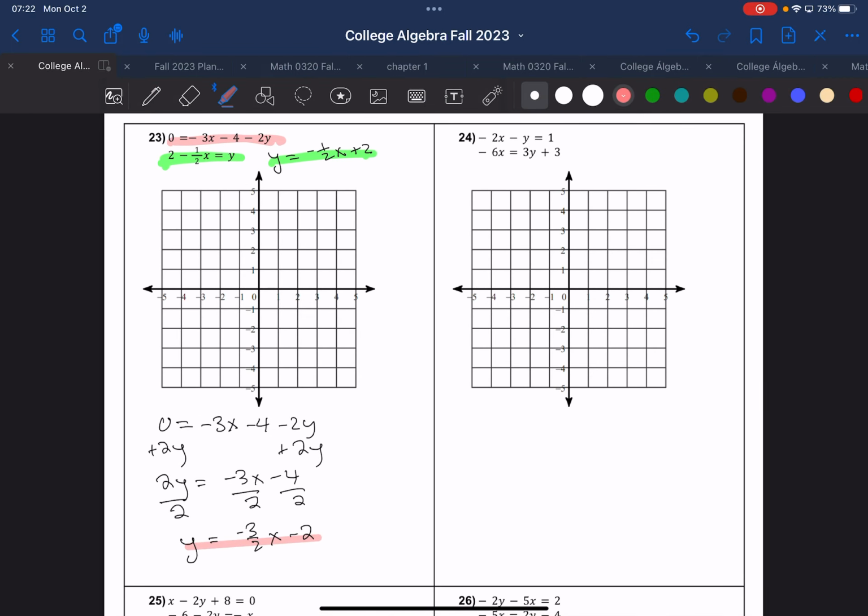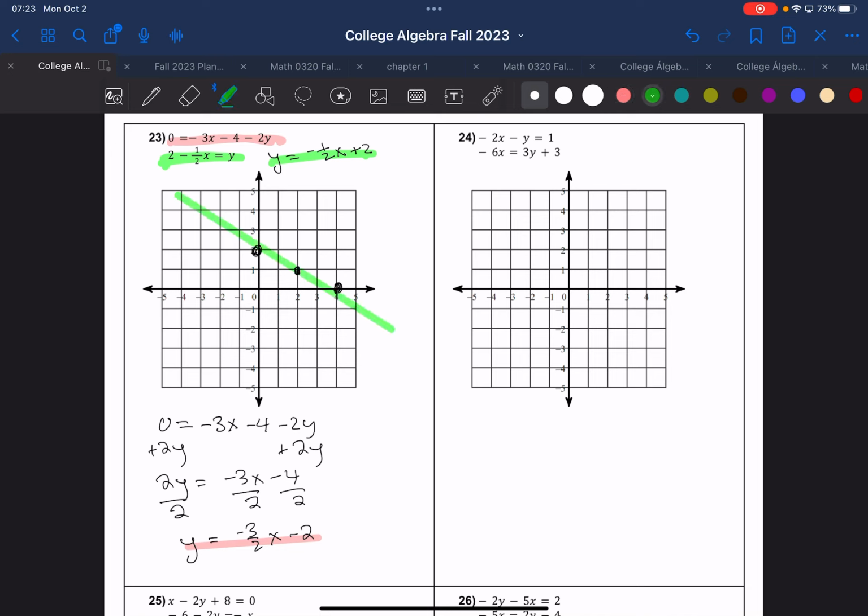Okay. So now that I have both my equations in y equals mx plus b form, I'm going to go ahead and start with that green equation. And I'm going to plot my y-intercept, which is at what point? 0, 2. Correct. And what does that negative 1/2 tell me to do with the slope? Down 1 over 2 to the right. Good. Down 1 over 2. Okay, so that is my green equation.